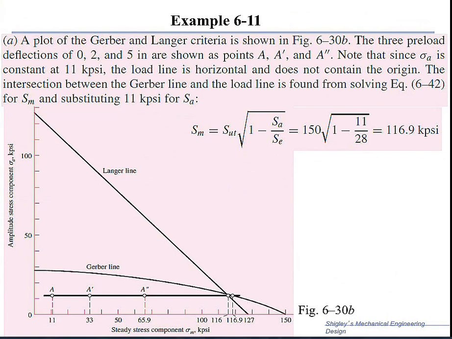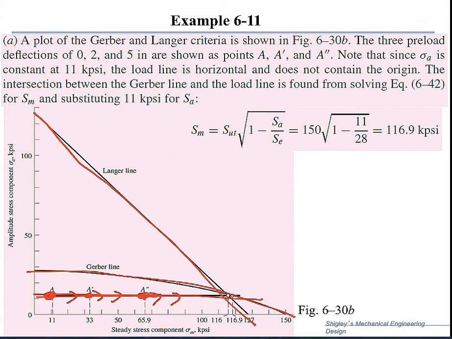So if we look graphically at the solution, we have the Langer line. This is the 45-degree Langer line from yield to yield. This is your Gerber line, and this is the load line. The load line has an offset of 0, an offset of 2, and an offset of 5. And this is a horizontal line because the alternating stress doesn't change, because the motion of the cam does not change. It's the same cam, so it will be moving on a horizontal line.